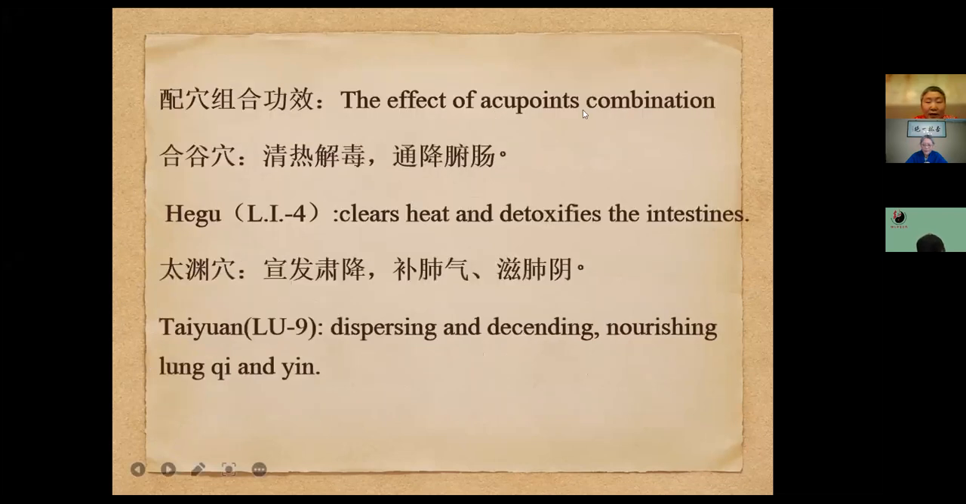And the effect of the acupuncture combination: 合谷 clears heat and detoxifies the intestines. 太渊 is dispersing and descending, nourishing lung qi and yin. And if the lady has her period, you need to change 合谷 to another point.